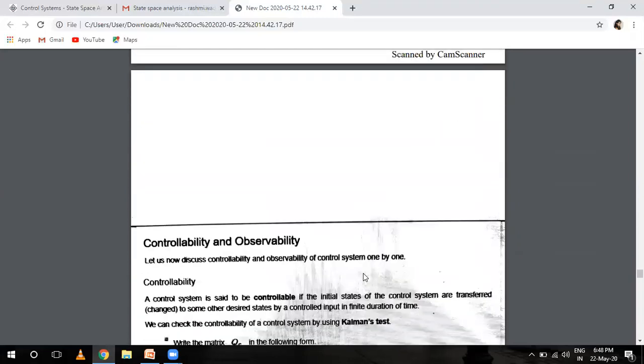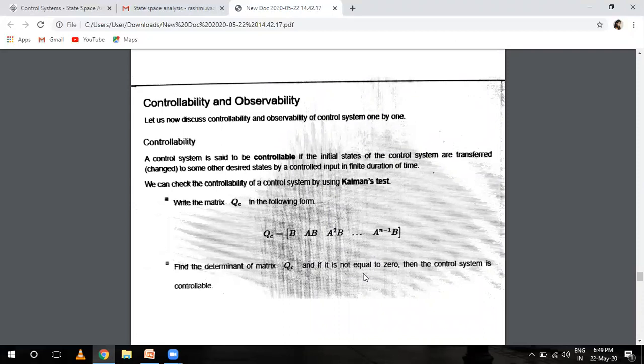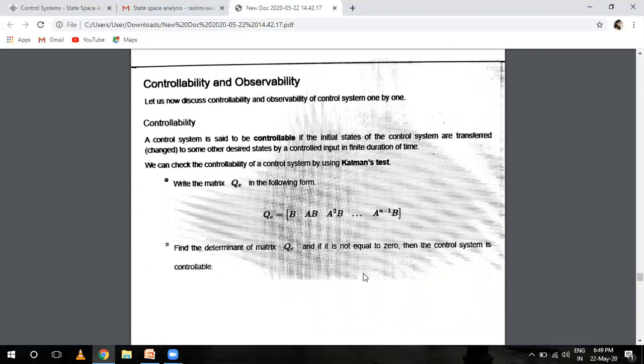Now come to the controllability and observability. Now let us discuss the controllability. Controllability क्या है, a system is said to be controllable if the initial state of the control system is transferred to some other desired state by a controlled input in a finite duration of time. Means that अगर हम एक सिस्टम को तभी कंट्रोलेबल कहेंगे अगर उसकी इनिशियल स्टेट जो है कंट्रोल सिस्टम की चेंज हो जाती है अदर डिजायर स्टेट में बाय द कंट्रोल इनपुट in finite duration of time.